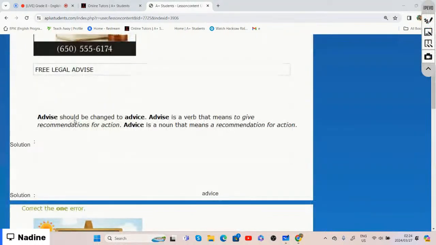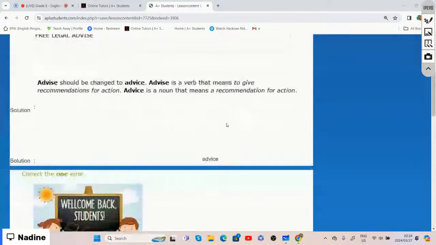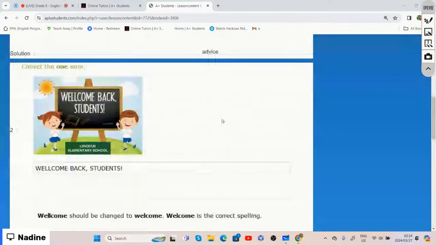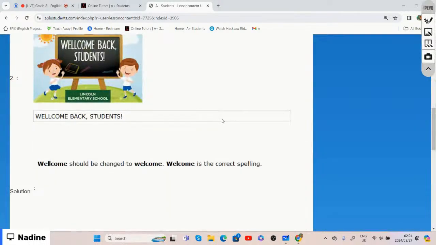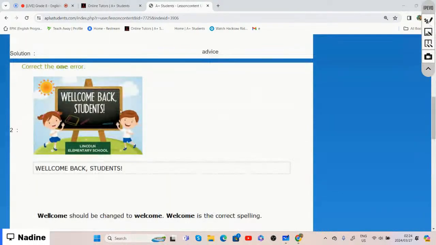There we have it. Here they say advise should be changed to advice because advise means to give recommendations for actions, whereas advice means recommendations for action. So, advice. Welcome back, students. If we look at that board or poster, we need to correct the one error on that board. What is the one error on that board? It says, welcome back, students, Lincoln Elementary School.